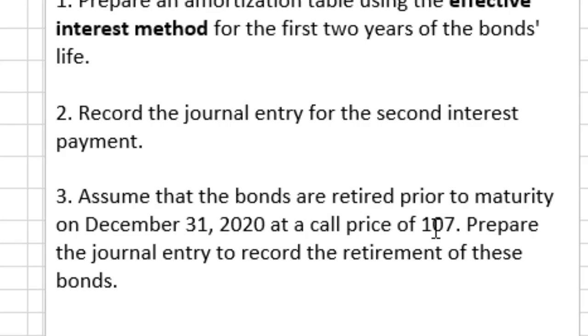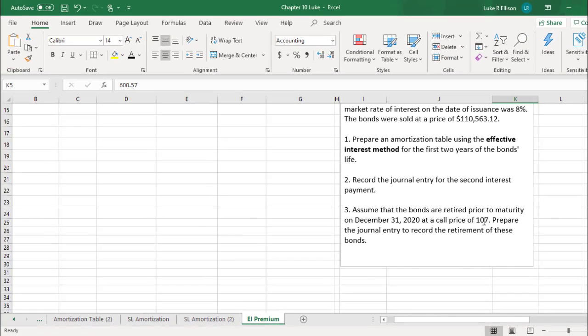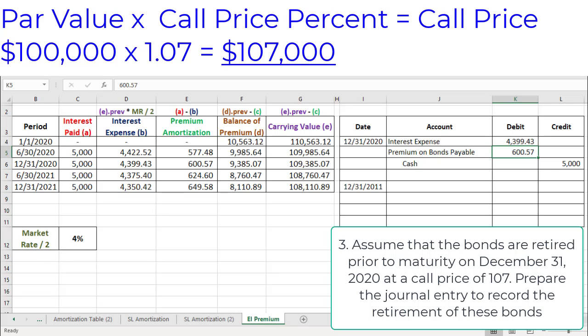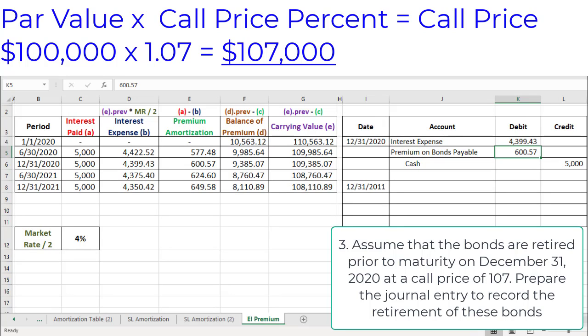So this call price of 107 really means 107%, specifically 107% of par value. So what we're going to do is take the par value, which is 100,000, and multiply by 1.07 to represent 107%. And if we do that, we're going to get $107,000. So that means the company is paying $107,000 in cash. So we can credit our cash account for $107,000.